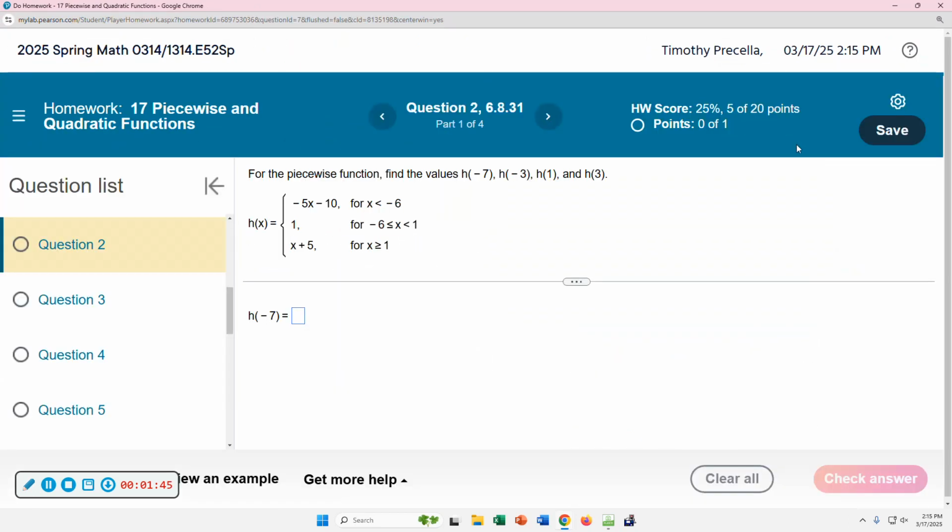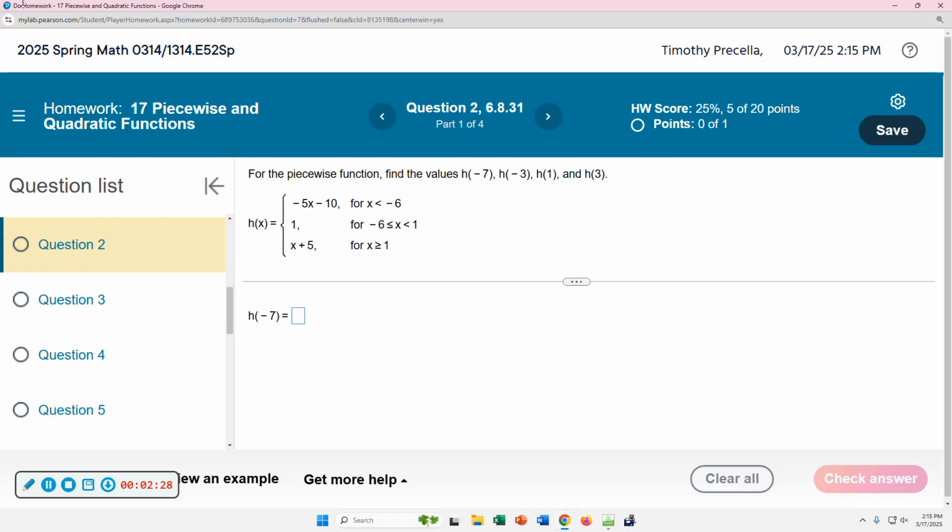I'm going to be using different colors for each piece. Notice this function has 3 pieces: the negative 5x minus 10, the constant function 1, and x plus 5. I'll write each piece in a different color that hopefully you'll be able to tell the difference. H of x equals, there are 3 pieces. Let me write down the first piece, negative 5x minus 10.